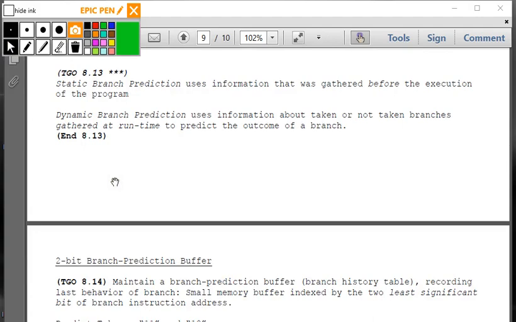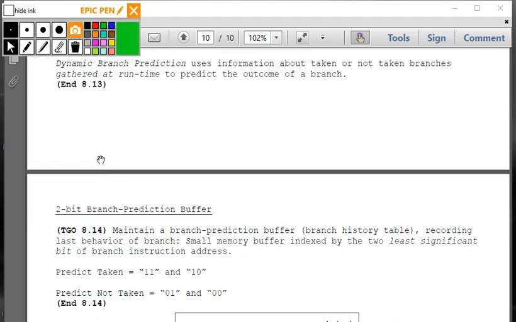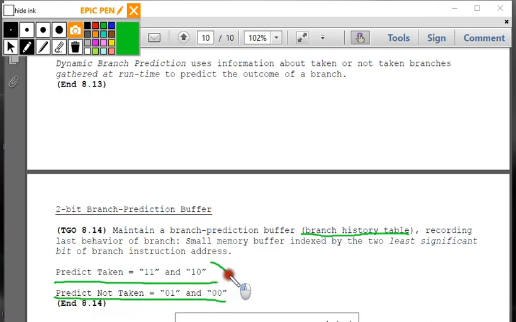So what we're going to be talking about next is this concept of 2-bit branch prediction. It maintains a branch prediction buffer. Kind of like, you remember in pipelining, we have these buffers in between each stage to store information until the next clock. So here in 2-bit branch prediction we're going to maintain a branch prediction buffer. In the definition, we call it a branch history table, recording the last behavior of the branch. We're going to have these 2 bits that indicate what we're going to be doing at the next stage.